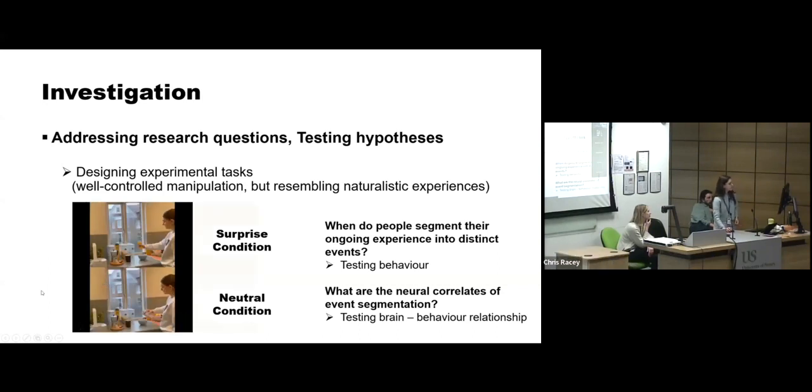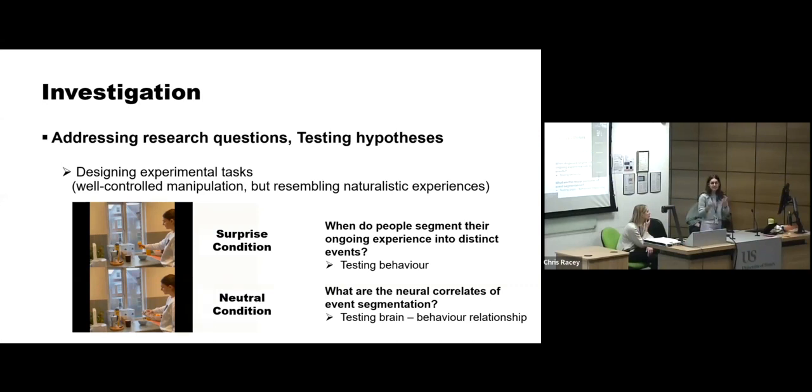The surprising version of the action is that the person is squeezing a sponge into the cereal bowl, whereas in the neutral condition, the person is pouring milk into the cereal bowl. So what we were comparing here is, behaviorally, we tested whether people indicate that there was a change in event at these event boundaries. So when you change from the yoga to the breakfast making, as well as when the surprising action is happening.